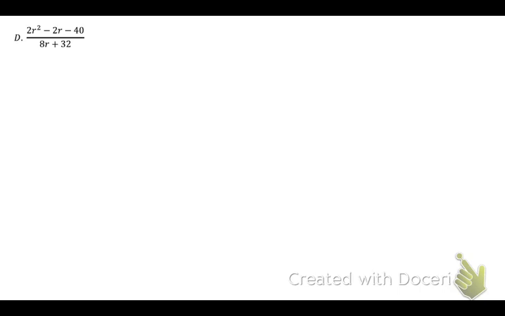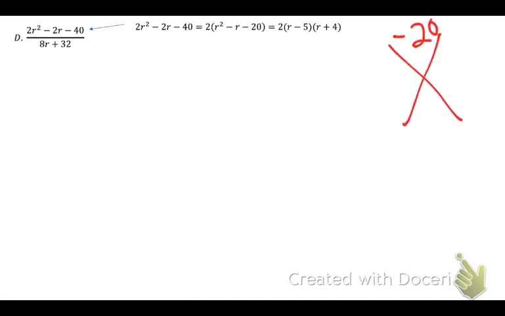Cool. Let's do this one. So when we look at the top there, always check GCF first. There's a 2 that can be pulled out of all of those. So that's 2 times r squared minus r minus 20. Now that factors to r minus 5, r plus 4, because my top number is negative 20 and bottom number is negative 1. So that's going to be negative 5 and positive 4.